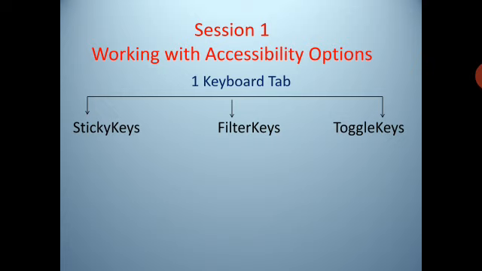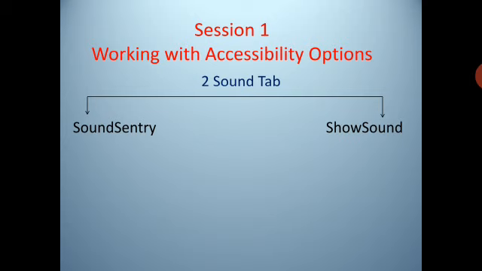The second tab of the accessibility option is Sound tab. When Sound tab is selected, a window with 2 options will be displayed. These 2 options are Sound Sentry, Show Sounds.